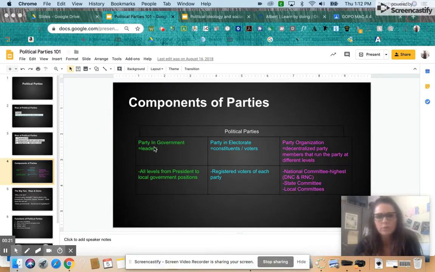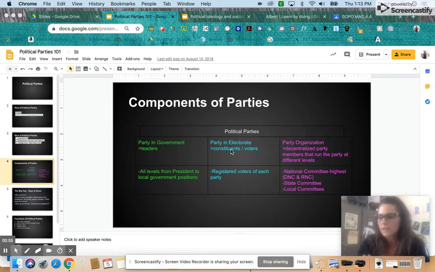There is, first of all, the party in government. Whenever you think of that, think of the leaders, okay? This is all the people that serve in elected positions in the government. So think the president, Congress, any state governments like the mayors of local governments and cities, governors, state legislators. So party in government is one component of parties. Those are the people that are actually elected officials from a party serving in office at that time.